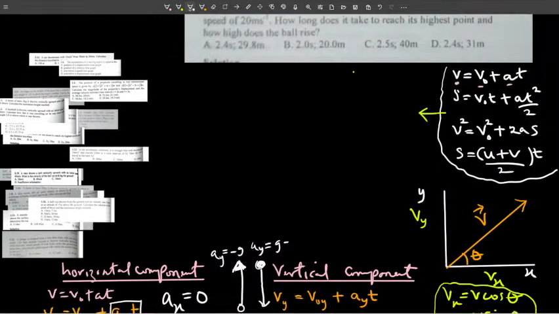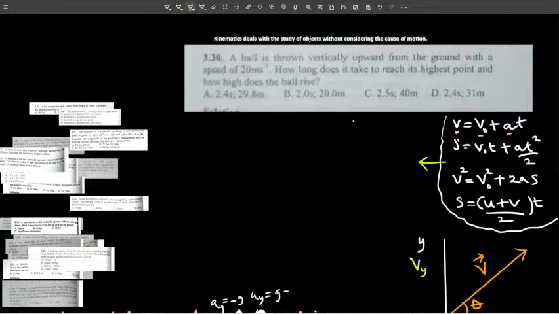So let's play with this question. The question says a ball is thrown vertically upward from the ground with a speed of 20 meter per second. So we're given the v, but this is the v naught, isn't it? We're given the v naught. That's the initial velocity, which is 20. So v naught is equal to 20 meter per second.